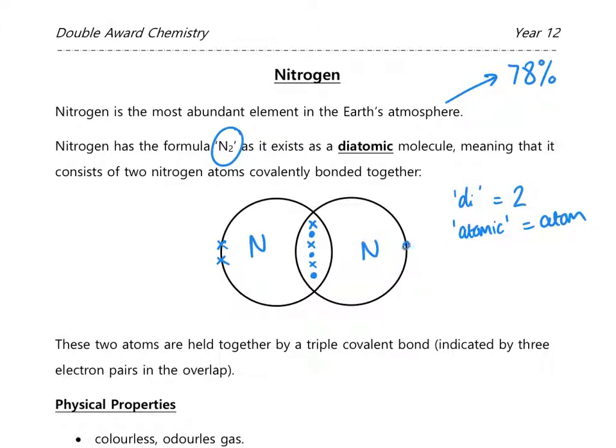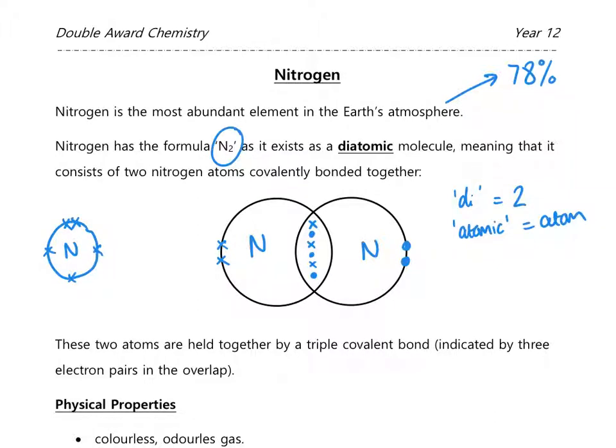And each nitrogen atom will also have a lone pair. So if you think about nitrogen, it's in group 5 in the periodic table, which means that it has 5 electrons in its outer shell. You can do the full version, it has 7 electrons, but 2 electrons would go in the first shell, 5 in the second shell. So it has 5 electrons in its outer shell.